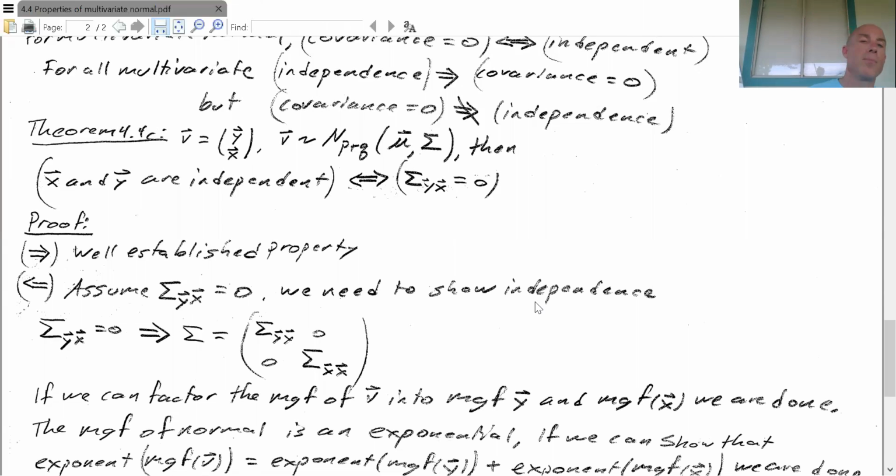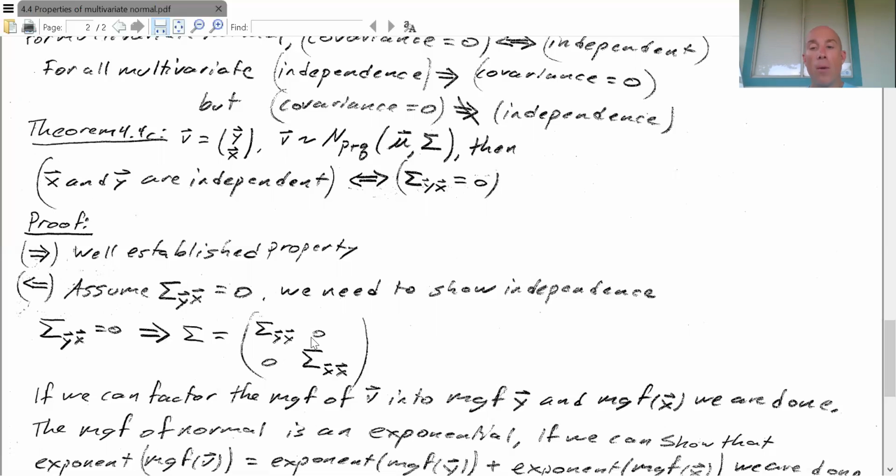Okay, so now we want to show independence. First thing we're going to do, we're going to assume that the covariance is equal to 0. So I need to use that fact, and then somehow manipulate things to get independence. If the covariance between X and Y is 0, then the overall covariance matrix of V is the covariance of the Y's and the covariance of the X's on the diagonal, and then 0 elsewhere. So we have this 2 by 2 block matrix.